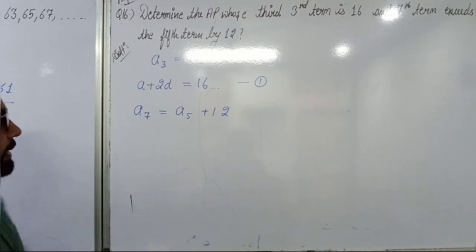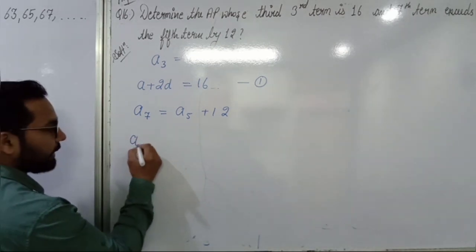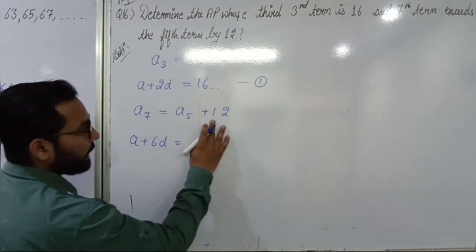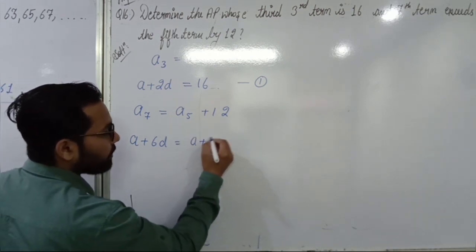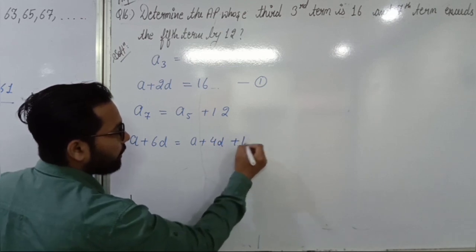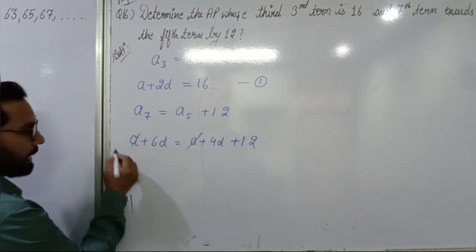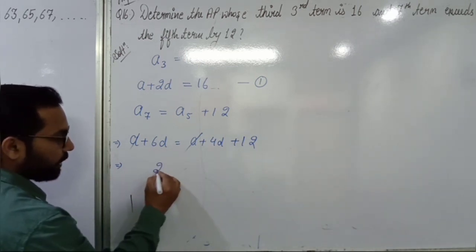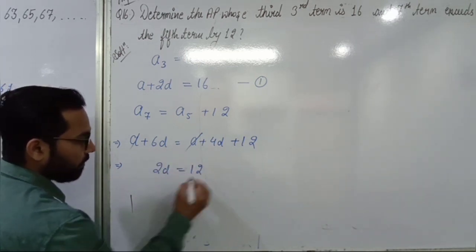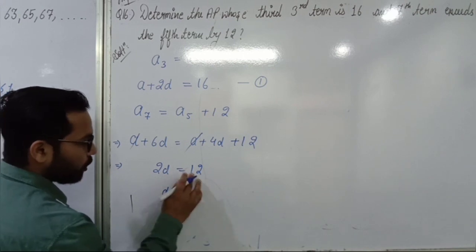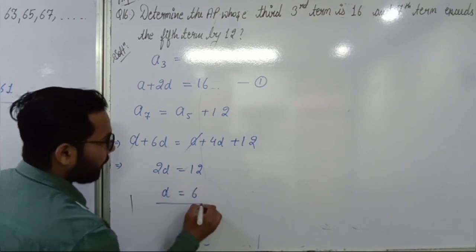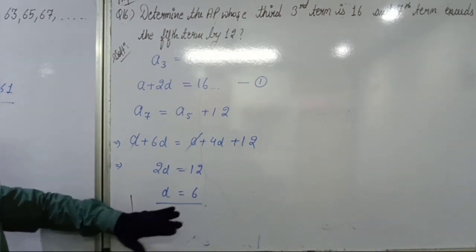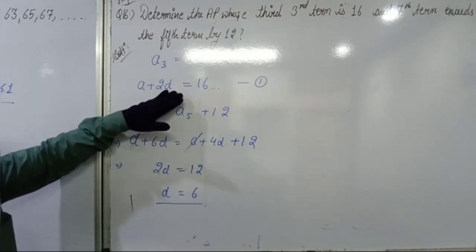12 ज्यादा है, तो a7 को हम कैसे लिख सकते हैं, a plus 6d is equals to a5 को हम कैसे लिखेंगे, a plus 4d plus 12. A से A cancelled. What is left? 6d minus 4d. 2d is equals to 12. d is equals to 12 upon 2, 6. हमारा कॉमन डिफरेंस आ गया 6. अब d 6 आ गया, इसको हम इसमें पुट करेंगे, a आ जाएगा.